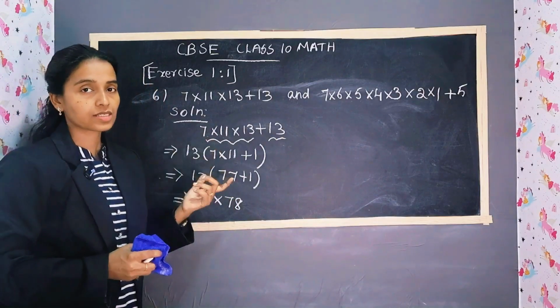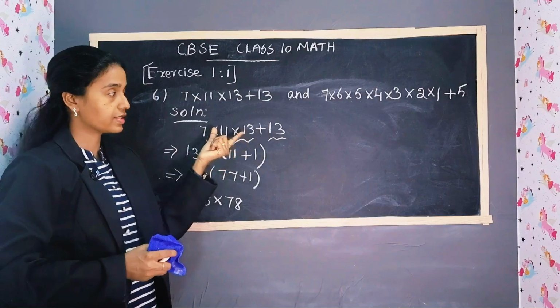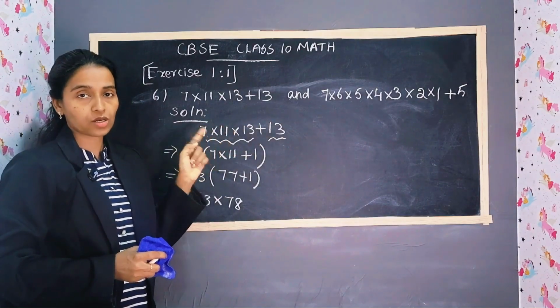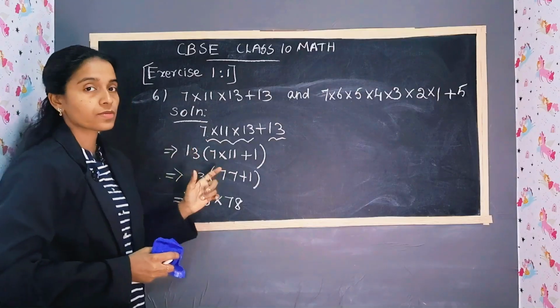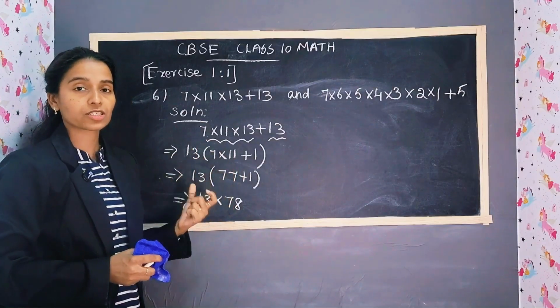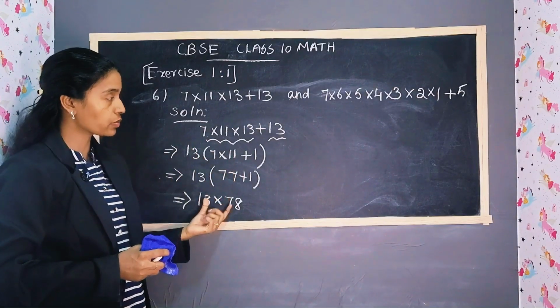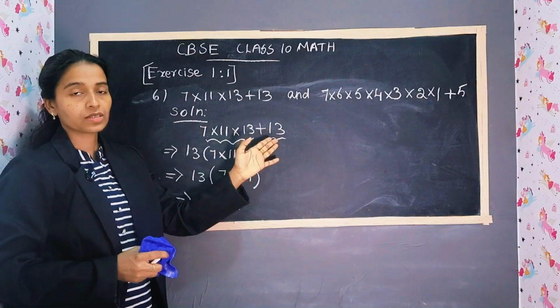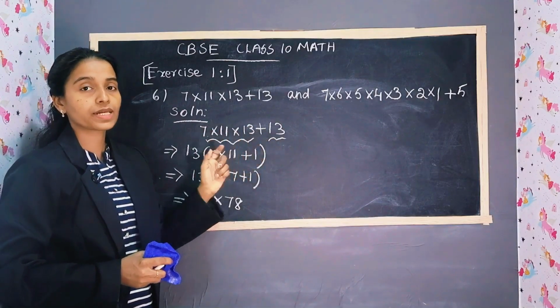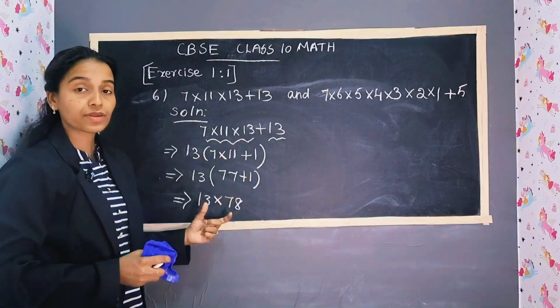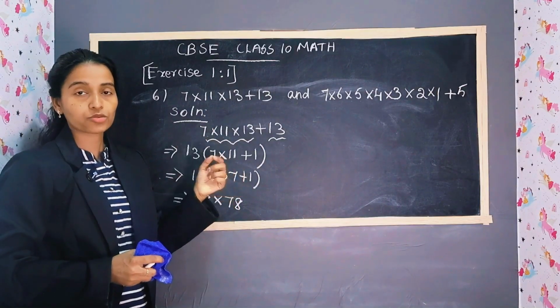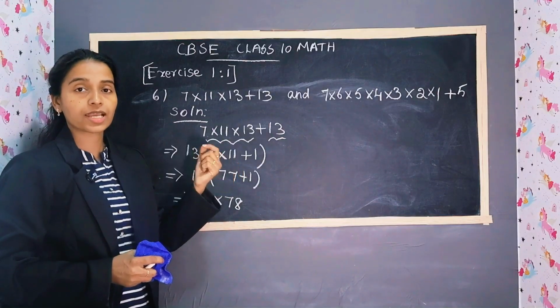So here the thing is, we need to find out whether this whole number is composite or not. For that we have to find out the actual number. What would be the actual number? Actual number means multiplying these three terms and adding 13. That should be the actual number. After finding the actual number, we have to find out the factors using prime factorization method, using L method.